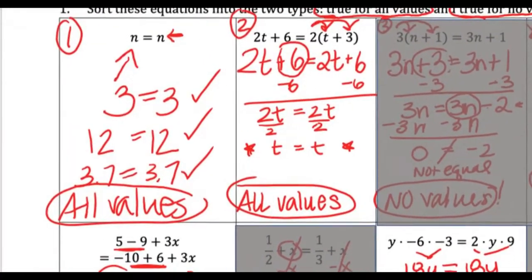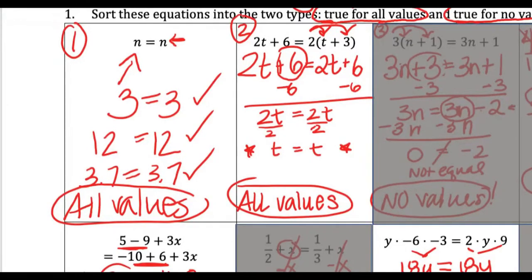I want to take a second and see what actually was happening when we determined that all values were true. Remember that means that any number you choose for the variable is going to make the equation true. So for a problem like number 1, like I showed you here, if n was 3, 3 equals 3. If n was 12, 12 equals 12, and so on.